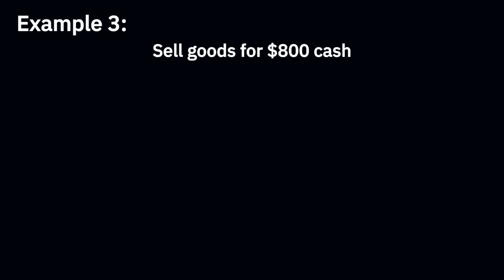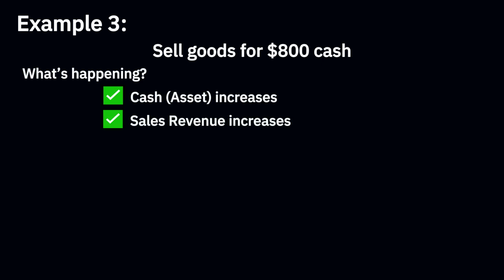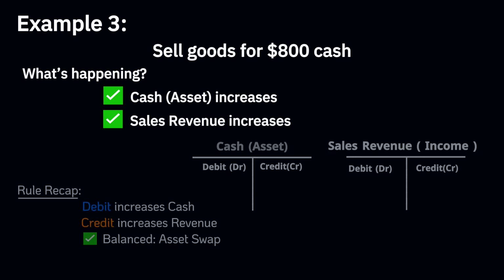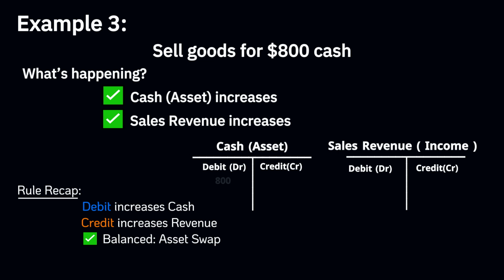Example 3 says the business sells goods and receives $800 in cash. So, cash goes up, that's an asset increasing, and since the business earned revenue, that goes up too. We debit cash for $800 because assets increase with debits, and we credit sales revenue for $800 because revenue always increases with a credit. Simple and balanced, just like it should be.